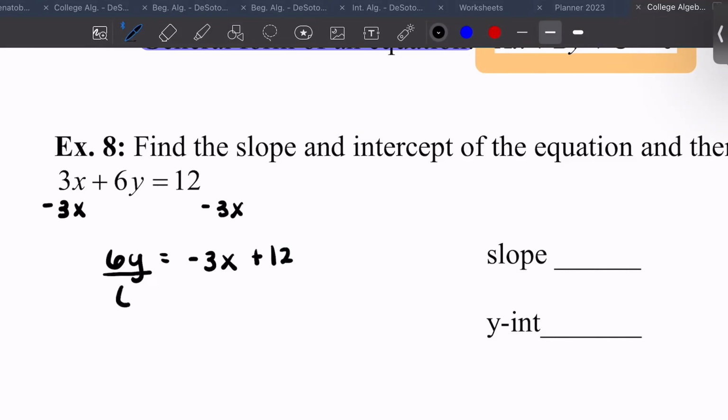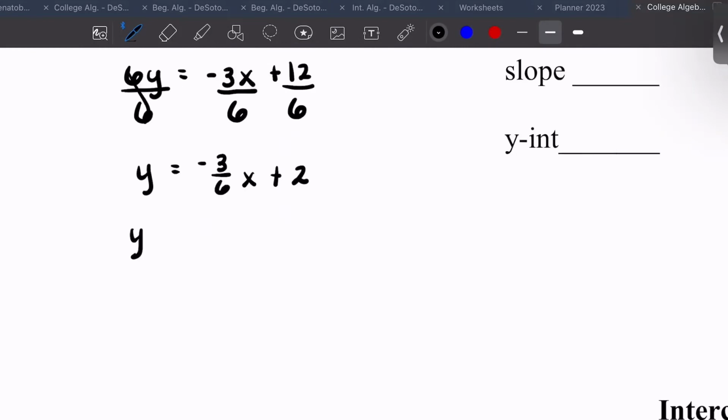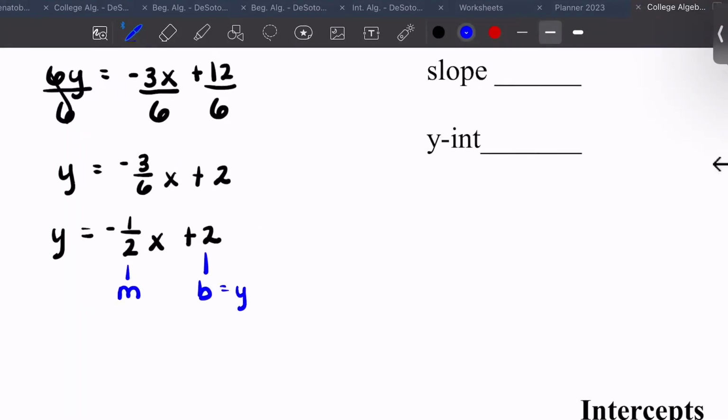Then we're going to divide by 6 on every single term, right? We're trying to get y all by itself. So we get y equals -3/6x plus 2. Well, we can simplify our slope down to -1/2, plus 2. So here's our m, here's our b, which is our y-intercept. So our m is -1/2, and our intercept is 2.